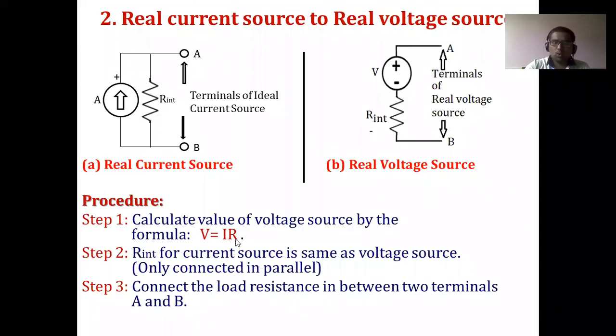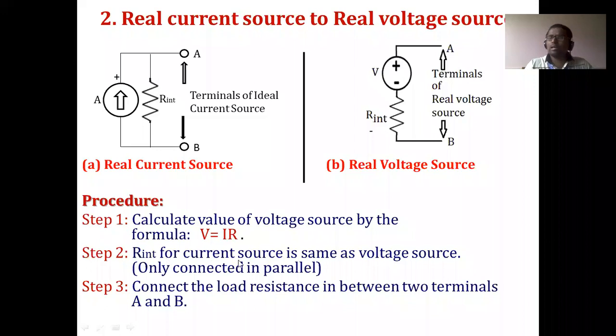Now we will see current source to voltage source. Here is the symbol of the current source, and its internal resistance is connected in parallel across the 2 terminals, and it will appear as a real voltage source, which is connected to the resistance at the 2 terminals. Now the procedure is again the same. What is the same? The internal resistance of the current source is the same as the internal resistance of the voltage source, but the difference is that we have to connect it in series.